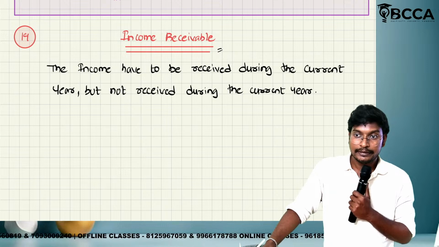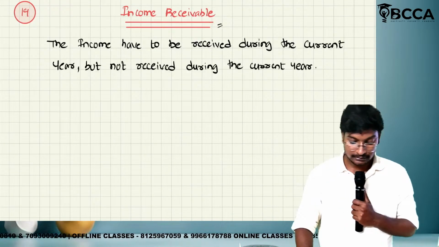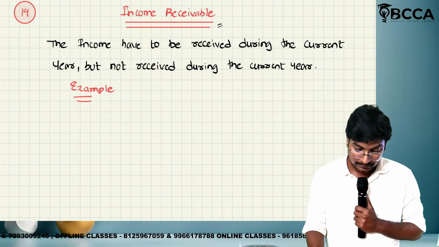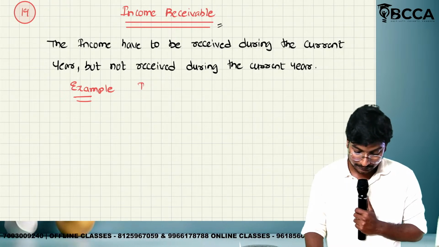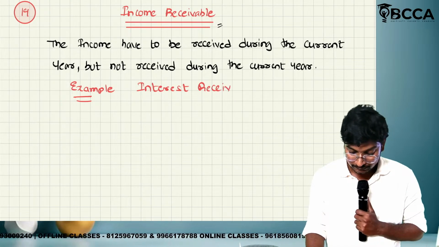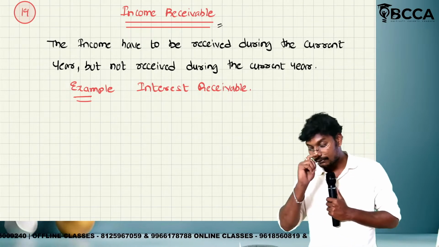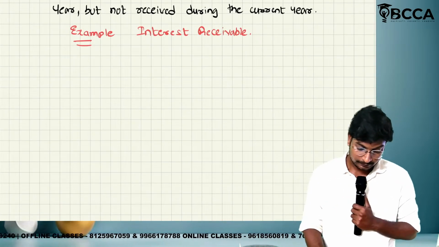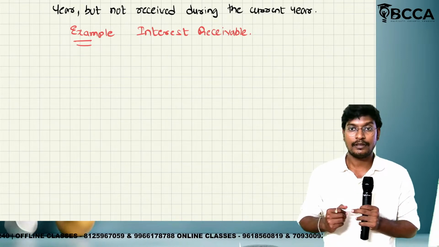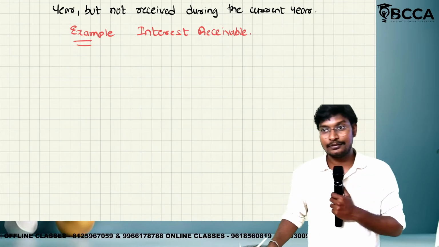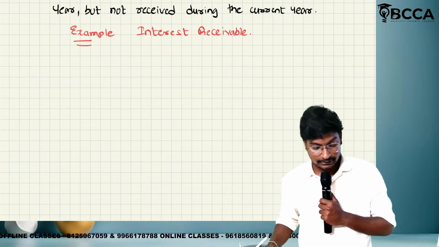What is the concept? Interest receivable. Please keep the example. What is the meaning of interest receivable? It is income not received during the current year, but it should be received in the current year.